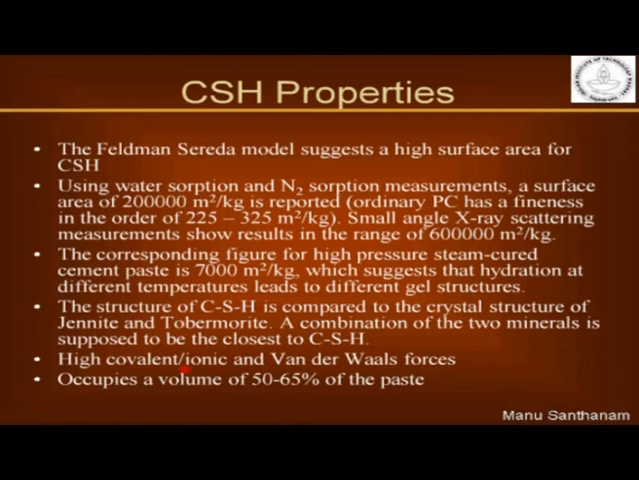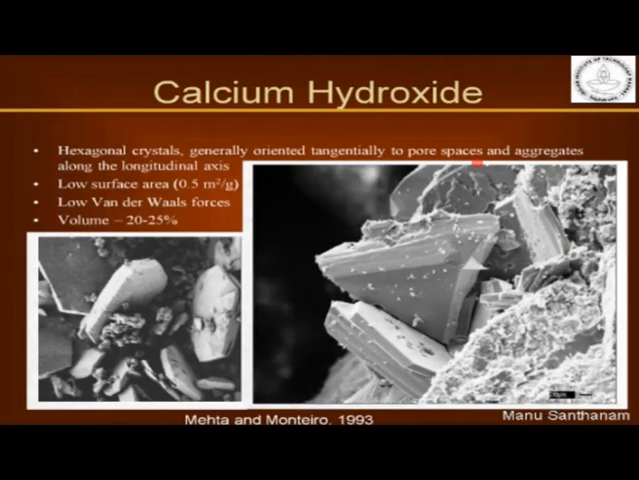The other particles, as I said earlier, fill up a large volume because of their crystalline shapes. Calcium hydroxide forms very well defined hexagonal crystals. The van der Waals forces are low and the surface area is very low, because when you have a well defined crystal, it's got to have a low surface area. These hexagonal crystals of calcium hydroxide occupy a volume of about 20 to 25% inside ordinary cement paste.